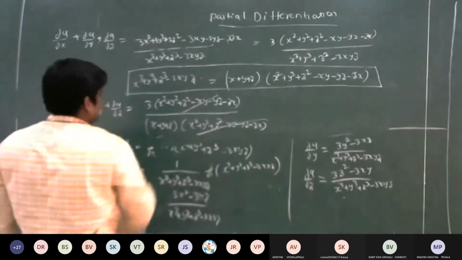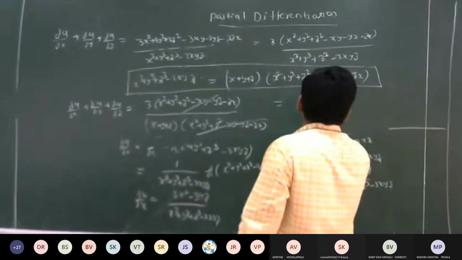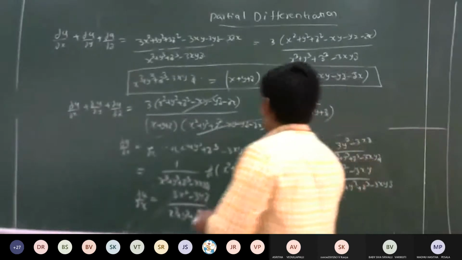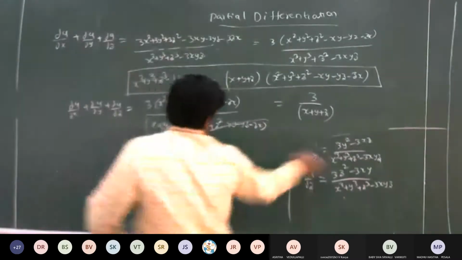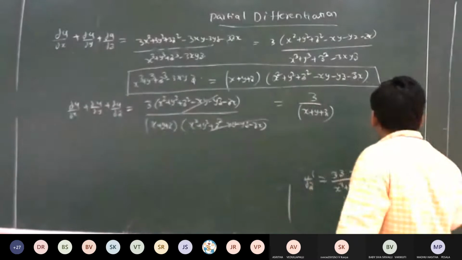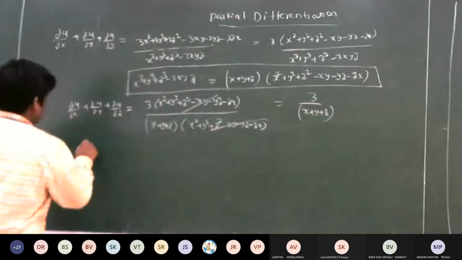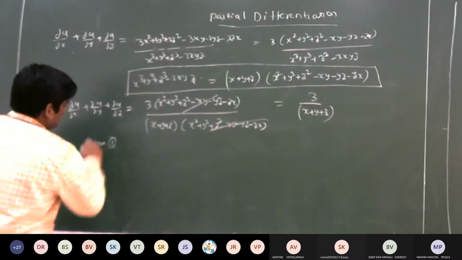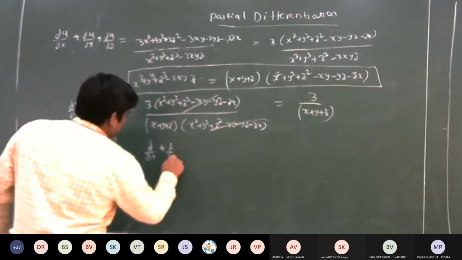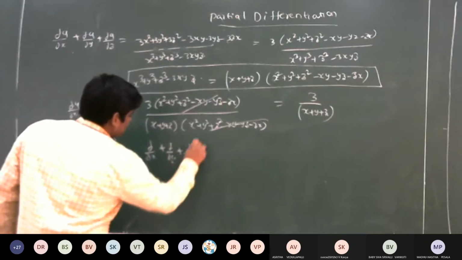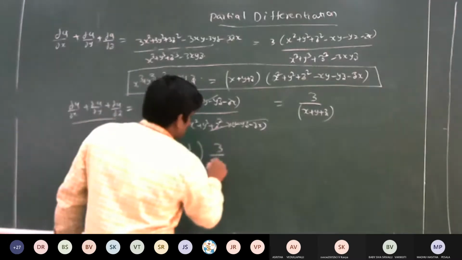So this one gets cancelled. It is nothing but 3 by (x + y + z). Therefore, we have simplified the value of ∂u/∂x + ∂u/∂y + ∂u/∂z. Now from equation number 1, (∂/∂x + ∂/∂y + ∂/∂z) into the next value. This value is nothing but 3 by (x + y + z).